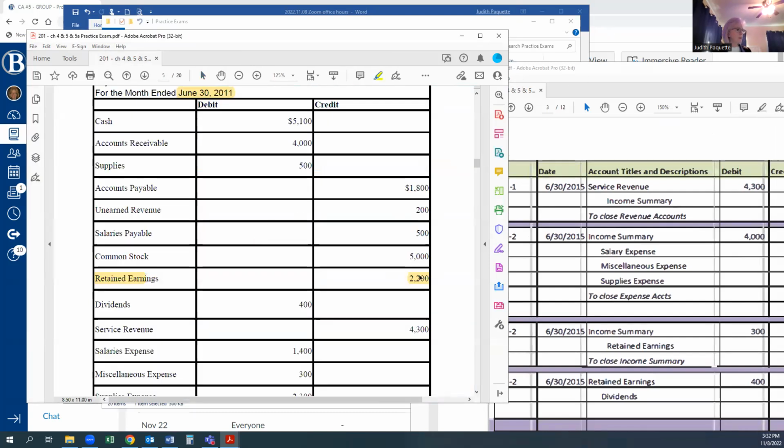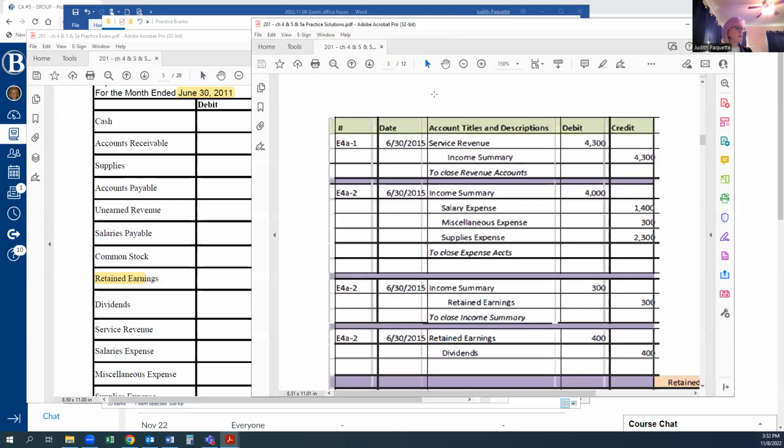All right. So here we have service revenue 4,300. And then here's the journal entry. Service revenue, debit 4,300. Income summary, credit 4,300. All right.